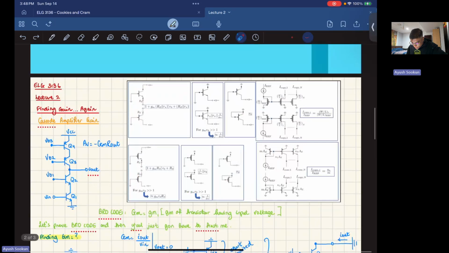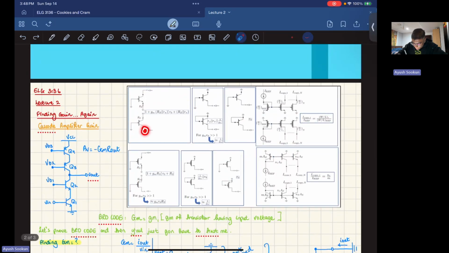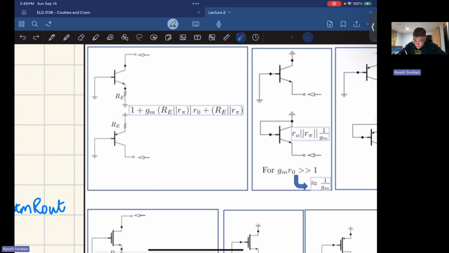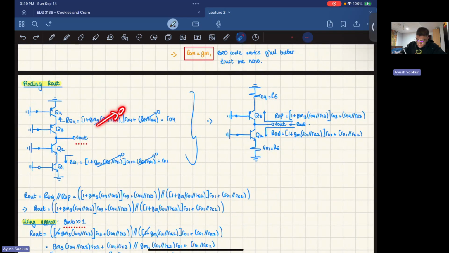We're looking at the collector and then the base and the emitter is grounded. However, in this case, you see that the emitter is not grounded here. It's connected to RE, but that's just a general case of our case. This RE in our case is 0. So whenever you see RE in this equation, you can set it to 0, and this is equal to RO. So if you go down, I can use the equation above, set RE equal to 0, and I'm going to be left with RO4.